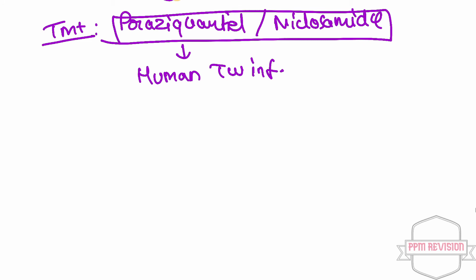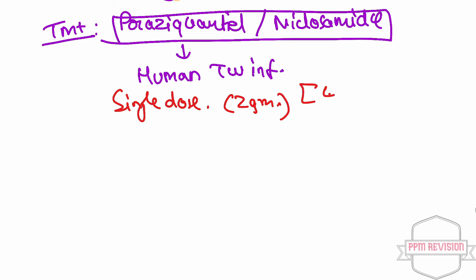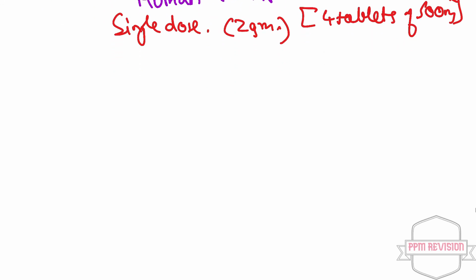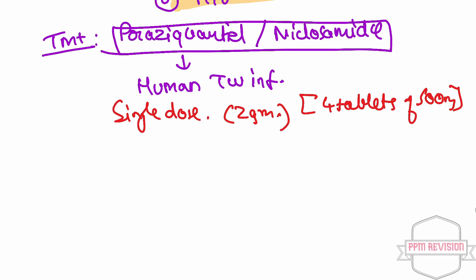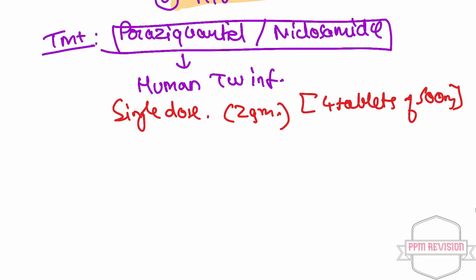And what is given is a single dose, and this dose is 2 grams, that is nothing but 4 tablets of 500 milligram. There might be a slight variation depending on the location you are. So this is the main treatment that is given, praziquantel and niclosamide.